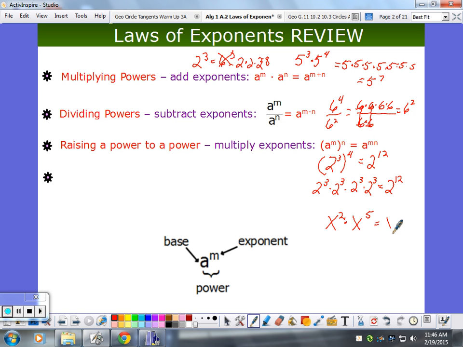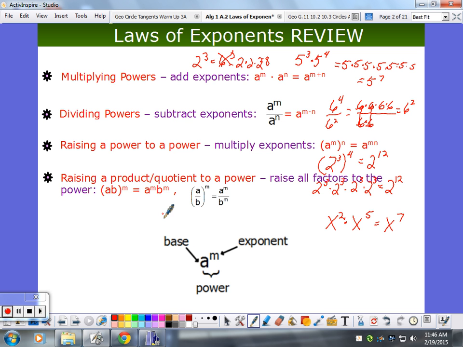All together? 7. That's why you're adding exponents. Okay, so far, when you multiply, you add exponents. Divide, you subtract. You can keep these little pictures in mind. If you're raising a power to a power, you are multiplying them. And then raising a product or a quotient to a power, raise all factors to that.